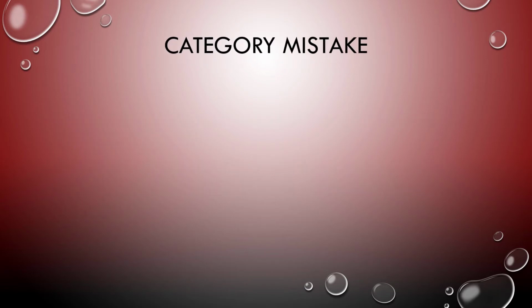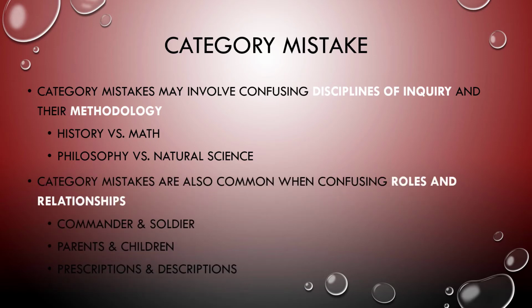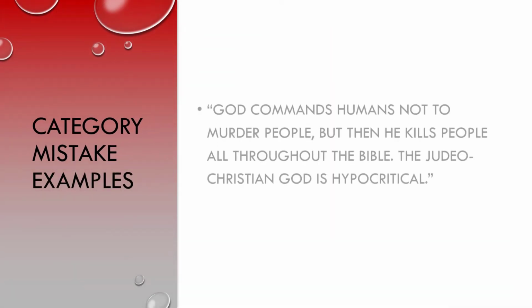The category mistake might involve confusing disciplines of inquiry and their methodology, such as confusing things like history and math, or philosophy versus natural science. These things have their own methodologies. They have their own way of operating. The methodology of the historian is different from that used by the biologist, or the mathematician, or the philosopher. So the category mistake can also occur when we confuse roles and relationships, like between authorities and citizens, or commanders and soldiers, parents and children, prescriptions and descriptions. Let's go ahead and take a look at some examples of category mistakes.